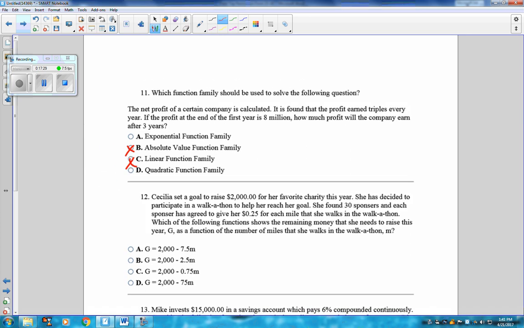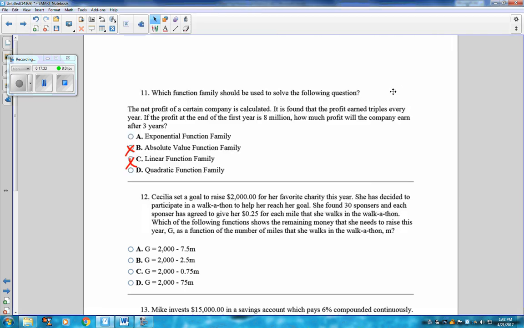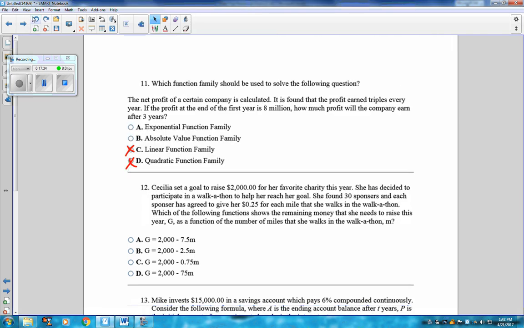Now, an absolute value function is going to look like this when graphed. It's going to be a V. So that also decreases and then increases, or increases then decreases. So it can't be absolute value. So that means that this example is going to be an example of an exponential function.